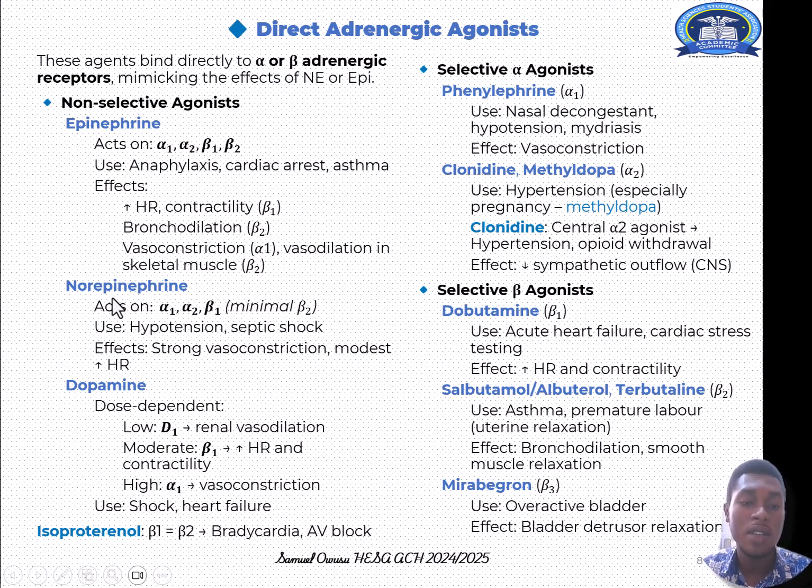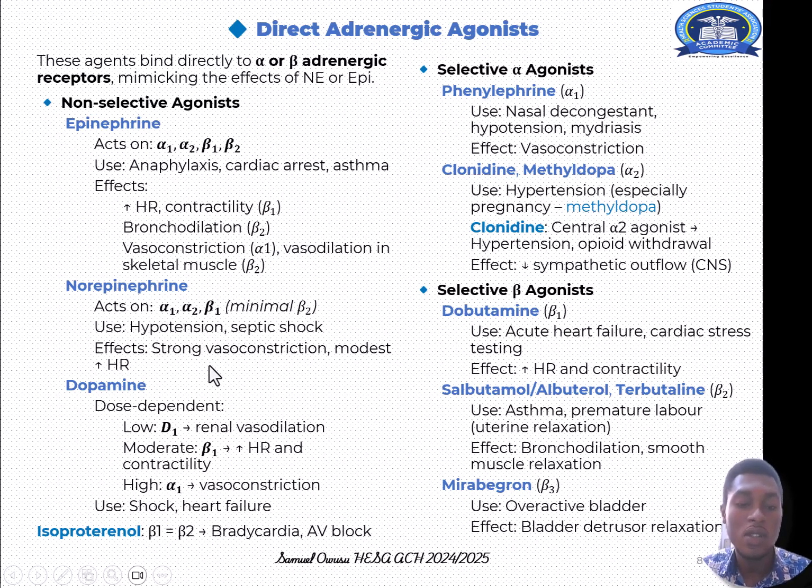Okay. Then there is what? Norepinephrine. Norepinephrine itself acts mainly on alpha 1, alpha 2, and beta 1. There is minimal action on beta 2, so rarely would you see norepinephrine binding to the beta 2 receptors of the lungs. Okay, so we use it in the treatment of hypotension and then septic shock. If the patient is in septic shock, there is a lot of infection, then you would want to use norepinephrine too.